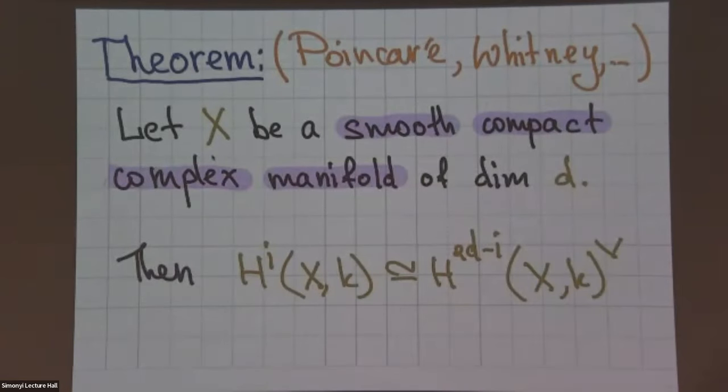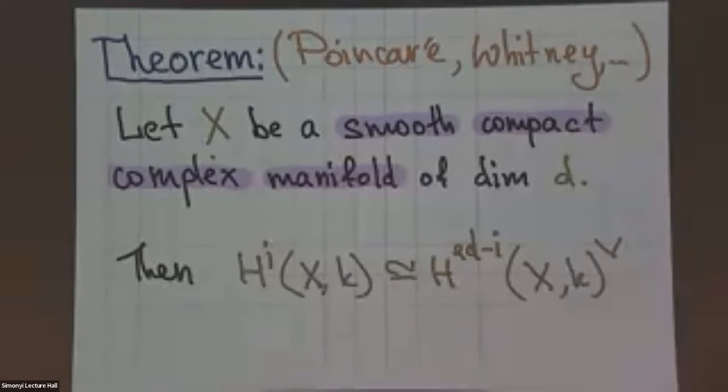It says that if X is a smooth and compact complex manifold of complex dimension D, then there is a duality between H^i and H^(2D minus i). This result is a bit surprising from first principles, at least when you see it the first time, because smoothness is a local assumption, and these cohomology groups are supposed to capture some global behavior of your topological space. At first sight, it's somewhat surprising that these local assumptions can tell you something about this global object, but it happens to be the case.